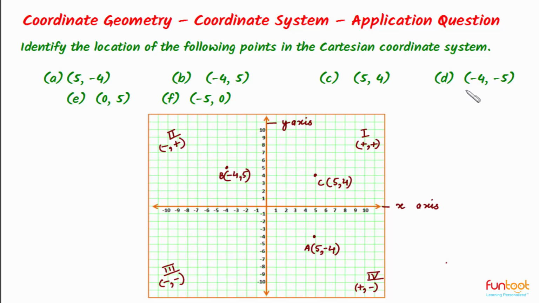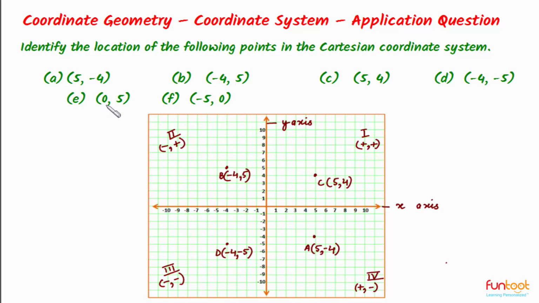Then we have point D, (-4, -5). Both x and y coordinates are negative, so this will lie in the third quadrant. So here we have point D, (-4, -5).